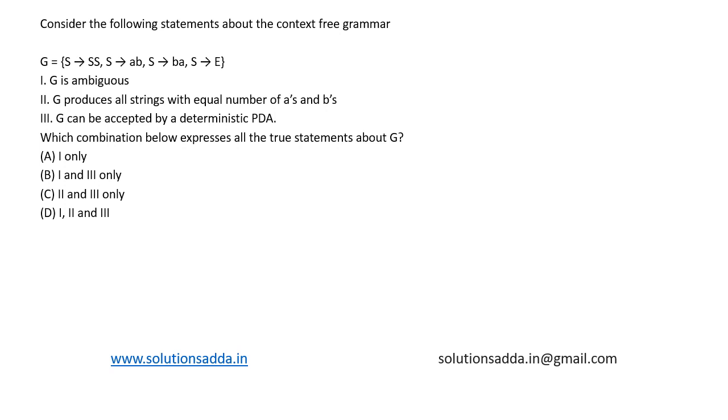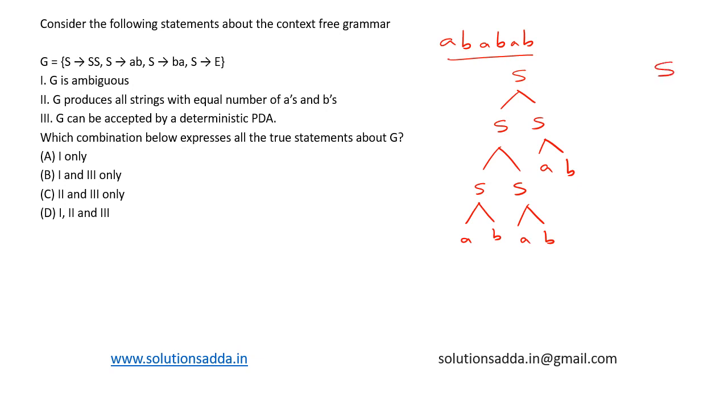So let's consider each and every option one by one. First option is G is ambiguous. A grammar G is said to be ambiguous if it can generate more than one parse tree for an input string. Consider this input string, that is AB, AB, AB. This can be generated using two parse trees. The first parse tree would be S derives SS. Now this S can derive again S and S. This S can derive AB, this S can derive AB, and this S can also derive AB. So this string is generated.